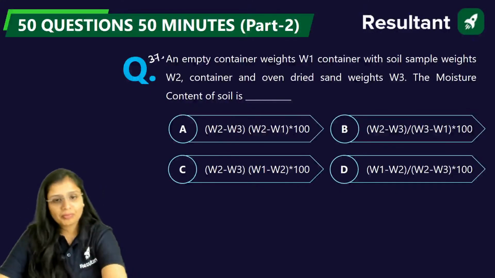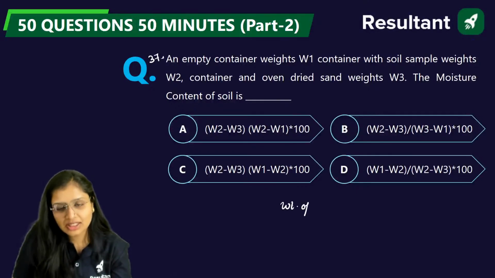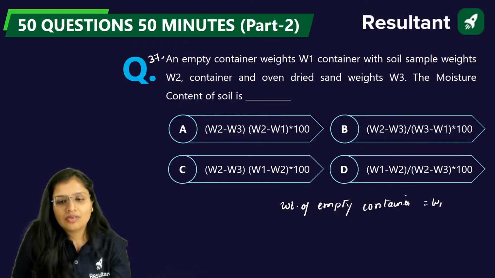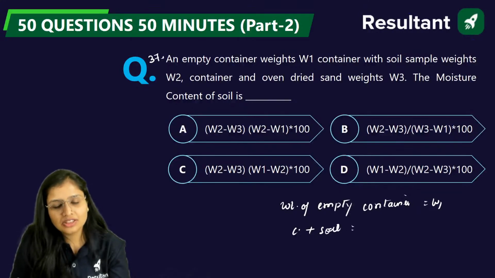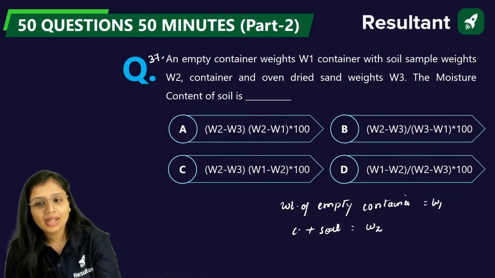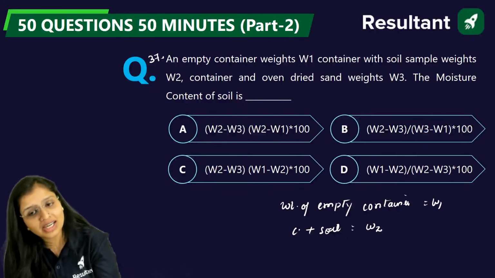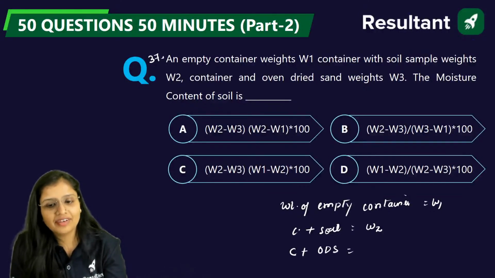37th question. An empty container. So the weight of the empty container is W1. Container with soil sample weighs W2. So container, I'm writing C plus soil sample. This is for soil. This weighs W2. Container and oven dried sand, it weighs W3.